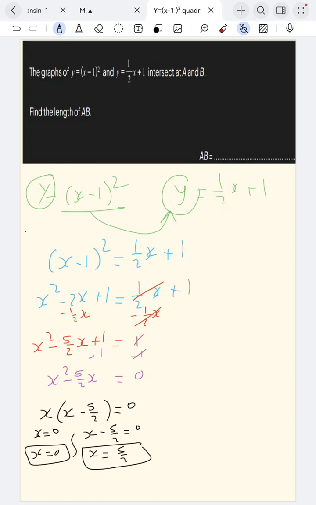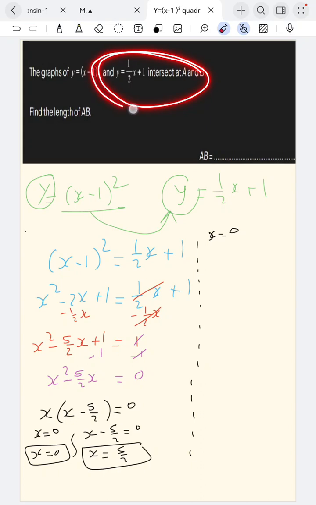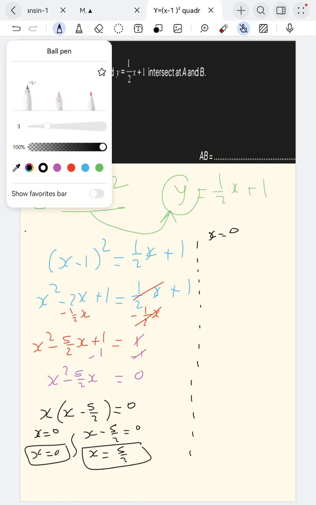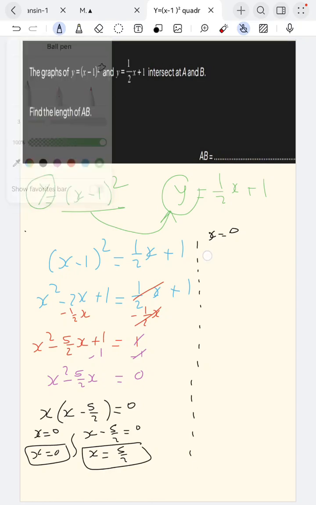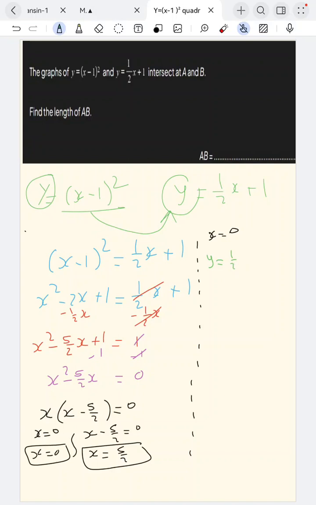Take these values, and when x equals 0, it's easier to use this equation. This equation is easier to substitute, so I'll use it here. y equals half times 0 plus 1, so y equals 1. When x is 0, y is going to be 1. That's the first point. It could be A, it could be B. For me, it doesn't matter which one is A and which one is B. That's not going to affect the answer.